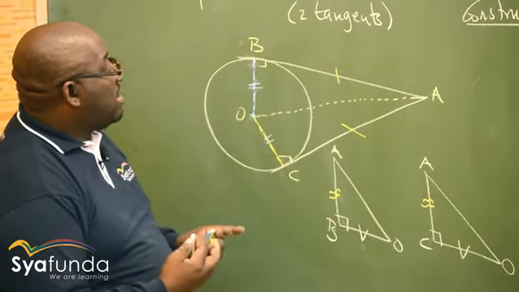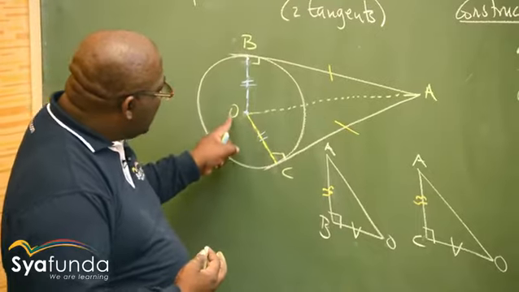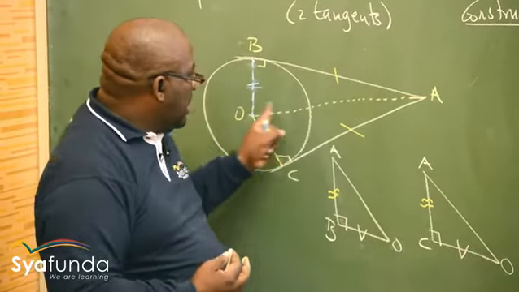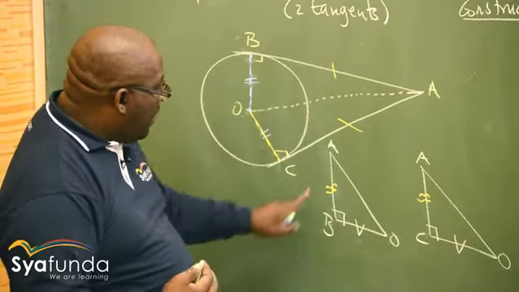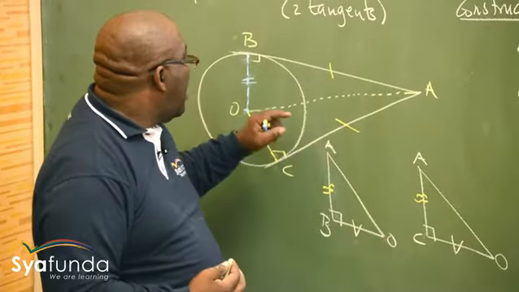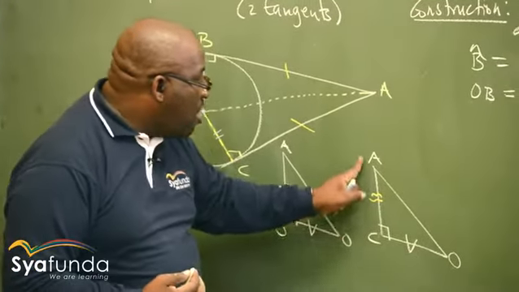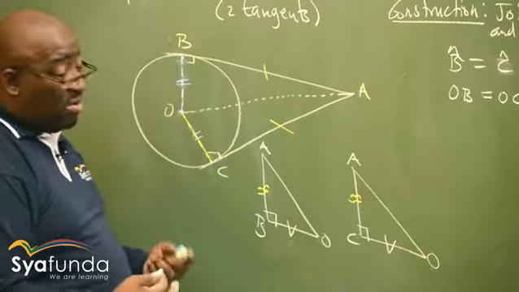Right, let's look at something else. Let's look at the side. This is side AO. Do I have AO this side? Yes, I do have AO in this triangle. Do I have AO in this other triangle? Yes, I do. What do you call that?